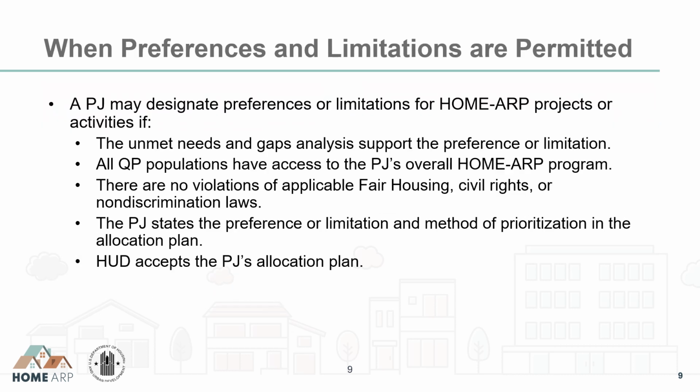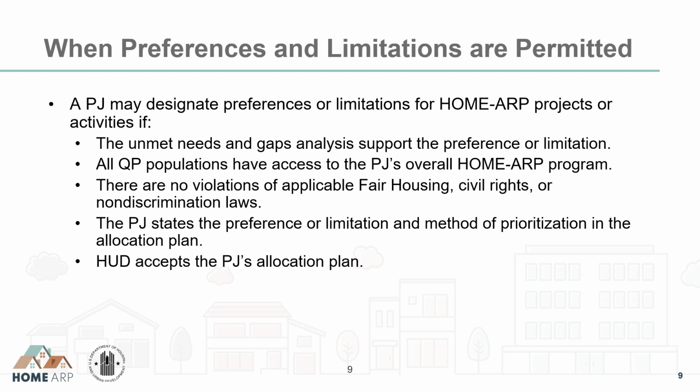A PJ may designate preferences or limitations for HOME-ARP projects or activities if the unmet need and gaps analysis support the preference or limitation, all QP populations have access to the PJ's overall HOME-ARP program, there are no violations of applicable fair housing, civil rights, or non-discrimination laws, the PJ discloses the preference or limitation and method of prioritization in the allocation plan. PJ should clearly define the preference so that the public and HUD can determine who would receive priority, and HUD accepts the allocation plan.